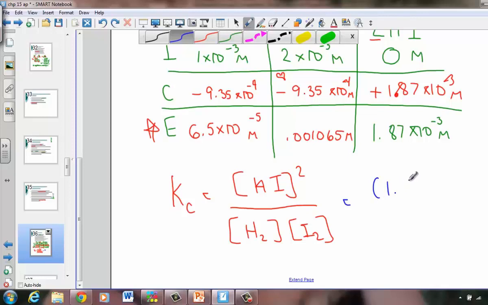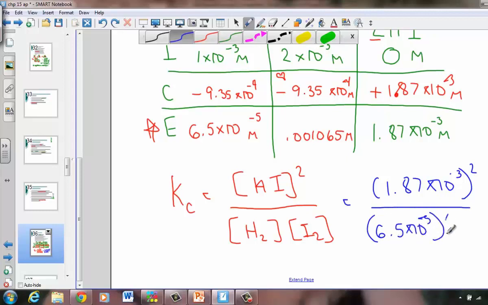We have 1.87 times 10 to the negative third. That needs to be squared, set over 6.5 times 10 to the negative fifth, times 0.001065, that concentration from the iodine.